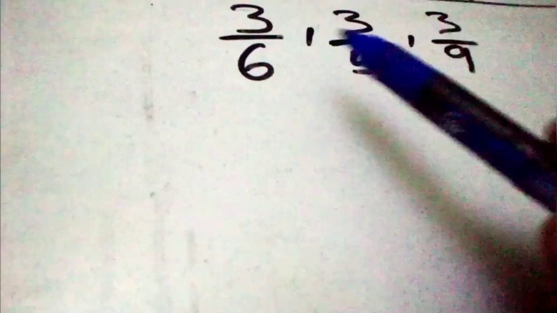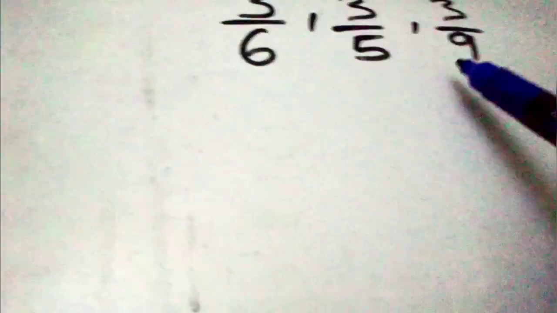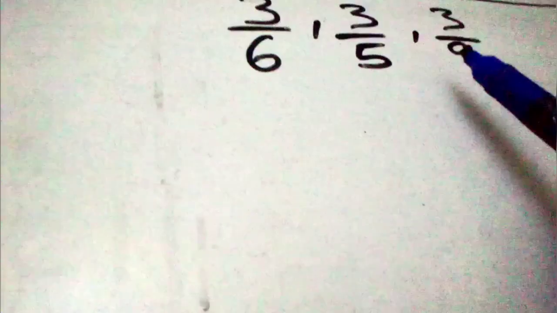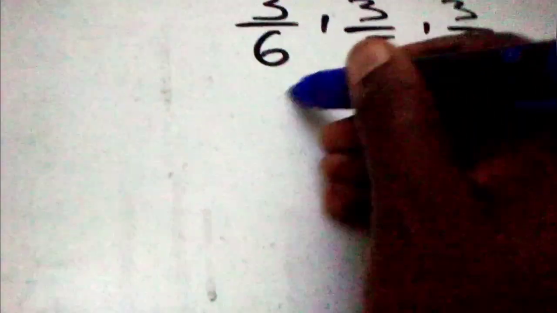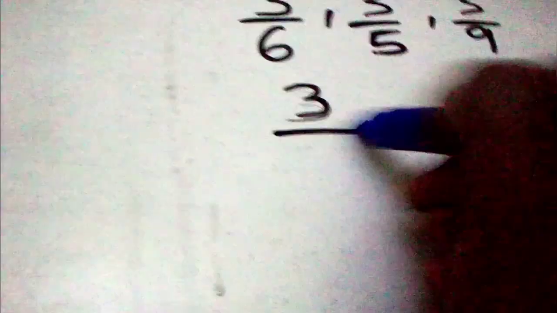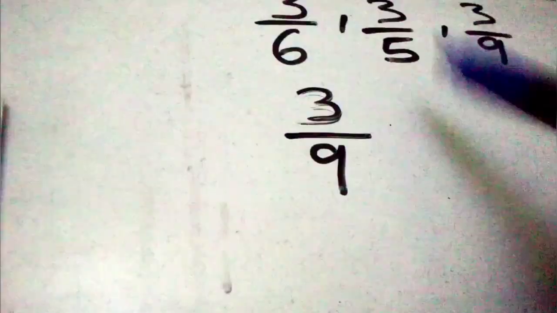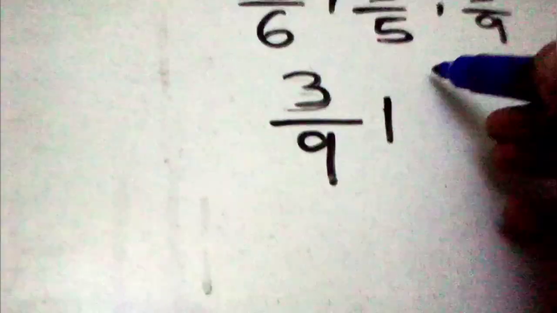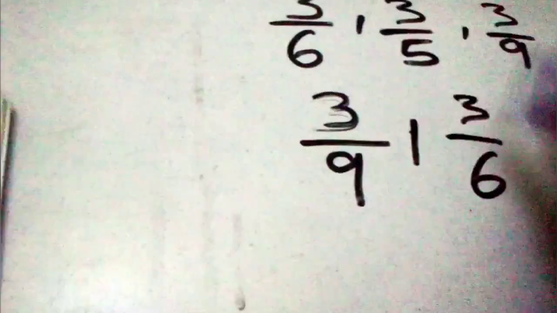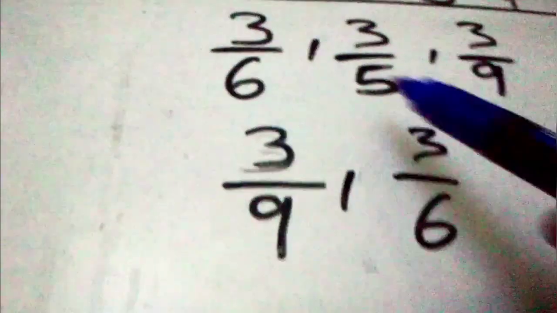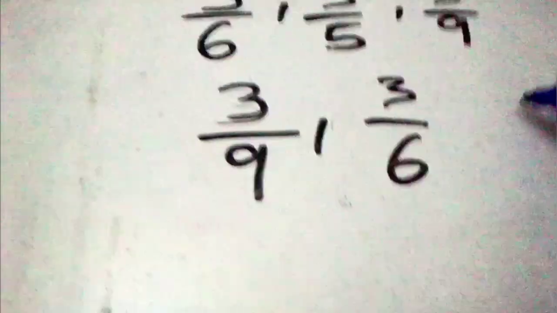Now looking at these fractions, their numerators are the same. 3 is the numerator, while the denominators are different. The smallest of them is 3 over 9, because the denominator 9 here is the biggest. So that is the smallest fraction there. The one following it is 3 over 6. Then followed by the one with the smallest denominator, which is 5, that is 3 over 5.